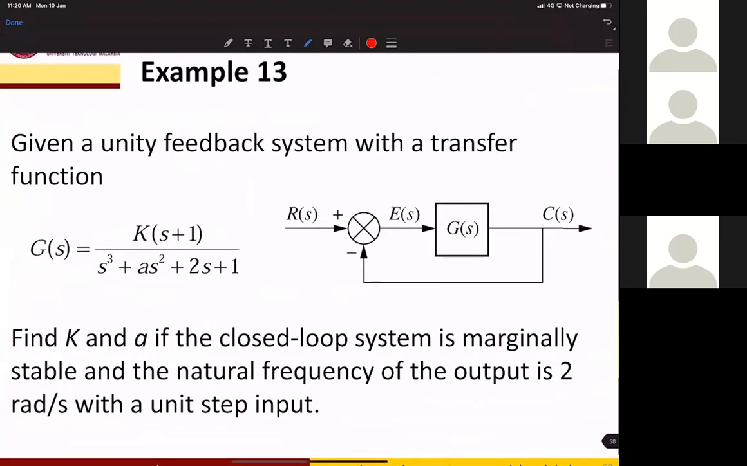Question number 13. Find K and A if the closed loop system is marginally stable, and the natural frequency omega n of the output is 2 radian per second.